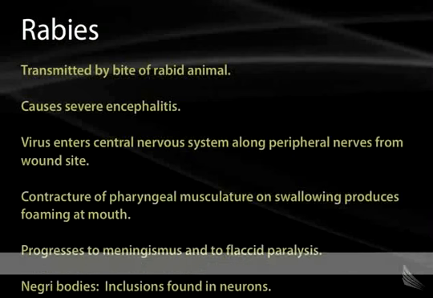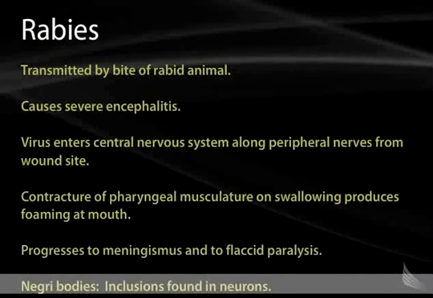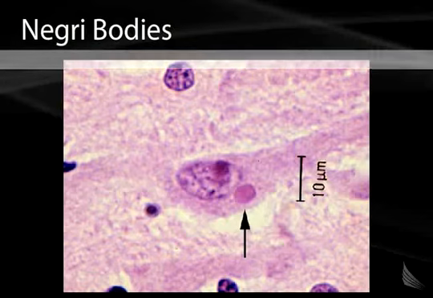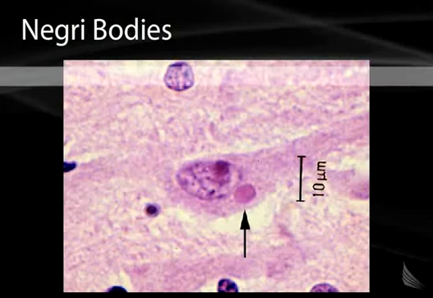On examination, you will see Negri bodies. That is the buzzword for rabies. Negri bodies are inclusions found in neurons, and here is a picture depicting a Negri body. It is the arrow indicating the small ovoid shape next to the nucleus within this neuron.